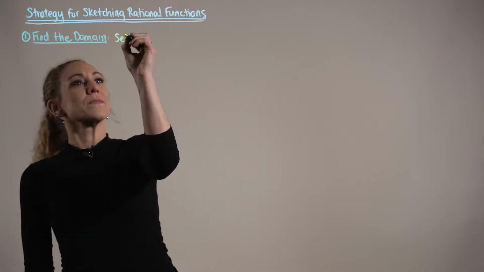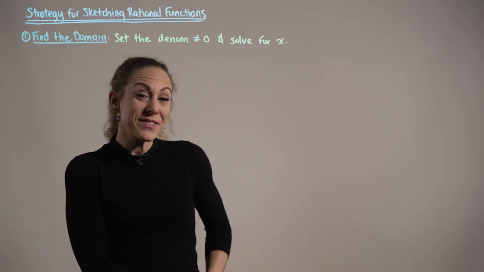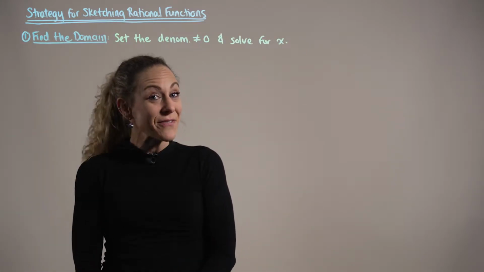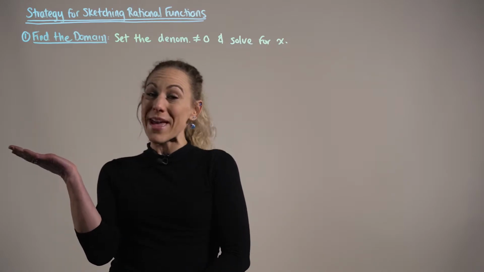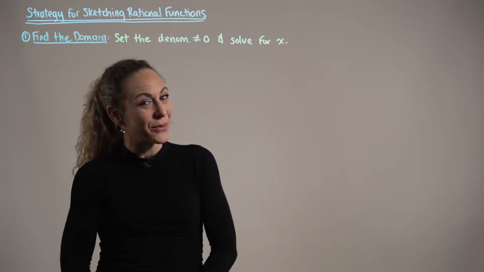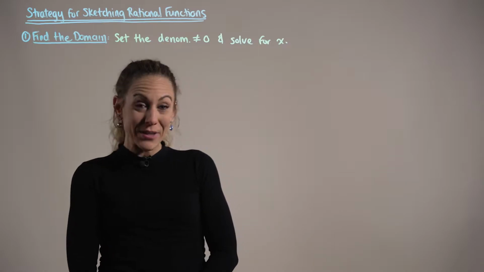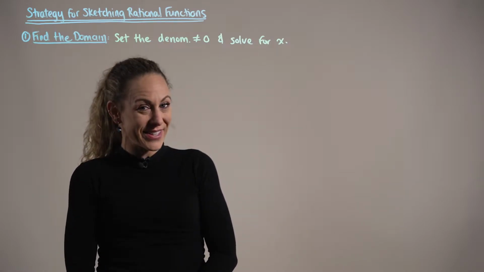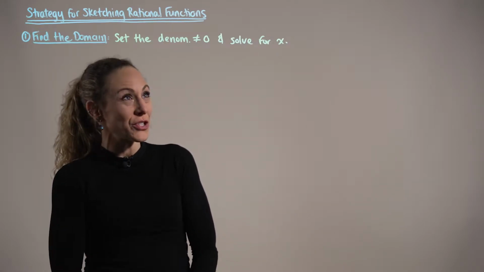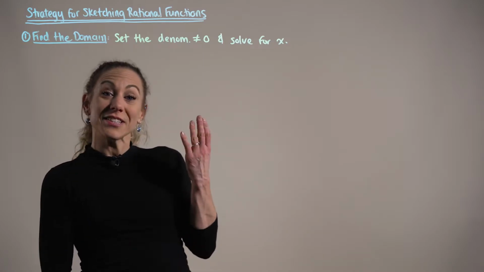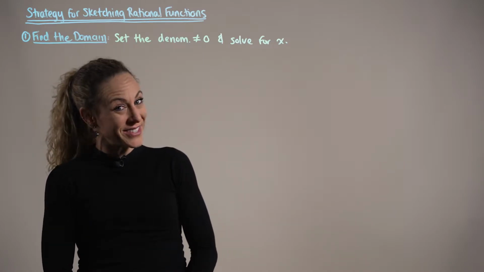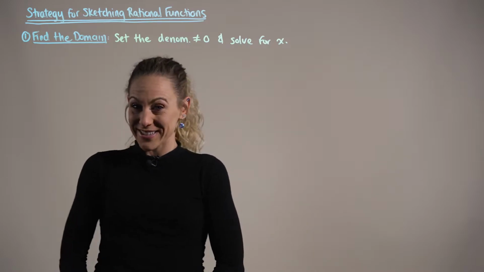So step one. A great place to start when sketching the graph of any function is to find the domain. And this is particularly so with rational functions because we know that they have domain restrictions. So to find the domain of a rational function, we can recall that we're going to set the denominator not equal to 0 and then solve for x.